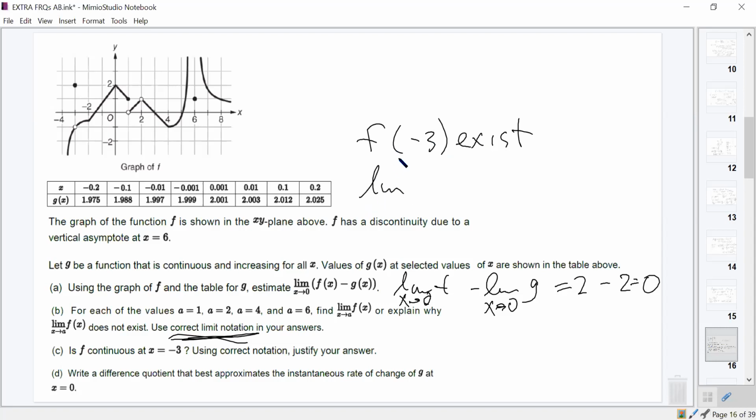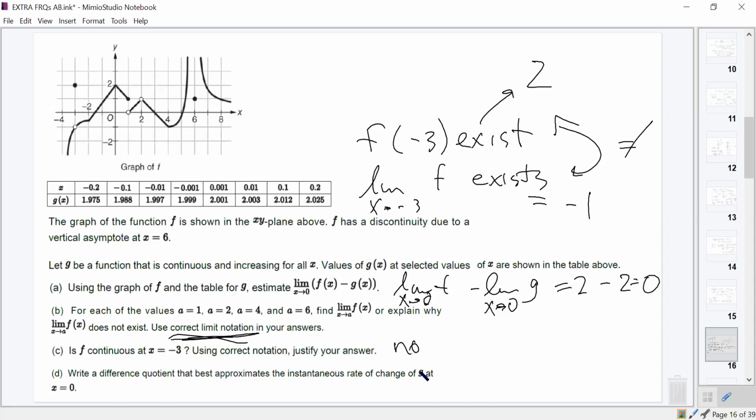It says that f of -3 exists, the limit as x approaches -3 of f exists, and that these two things are equal. So what is the limit as x approaches -3? It should be -1. And what is f of -3? It is 2. Since those two things are not equal, we would say no, not continuous.